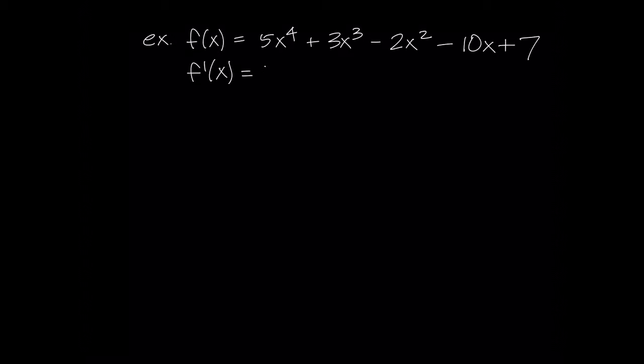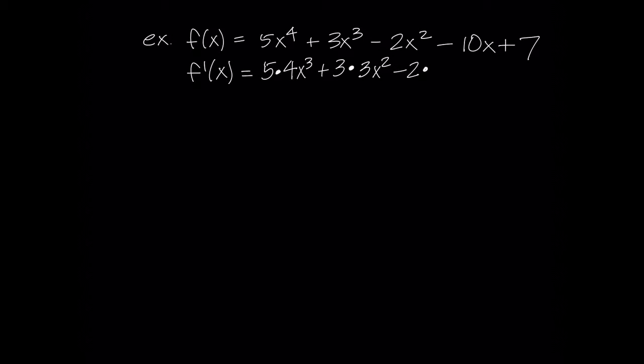The first term, the 5 just comes down, and then the derivative of x to the 4th is 4x cubed. Here the 3 comes down, and the derivative of x cubed is 3x squared. Here the 2 comes down, and the derivative of x squared is 2x to the first.